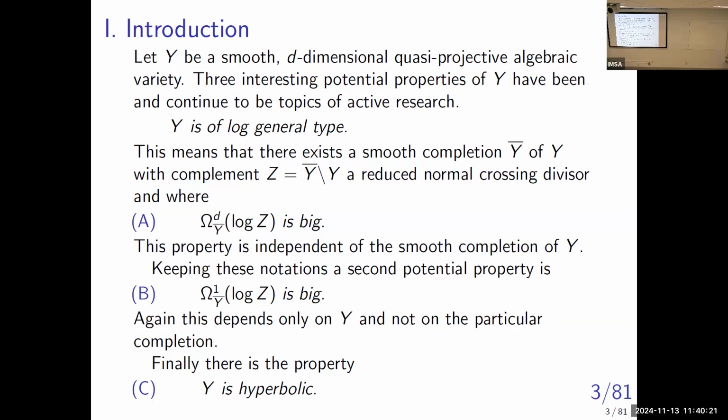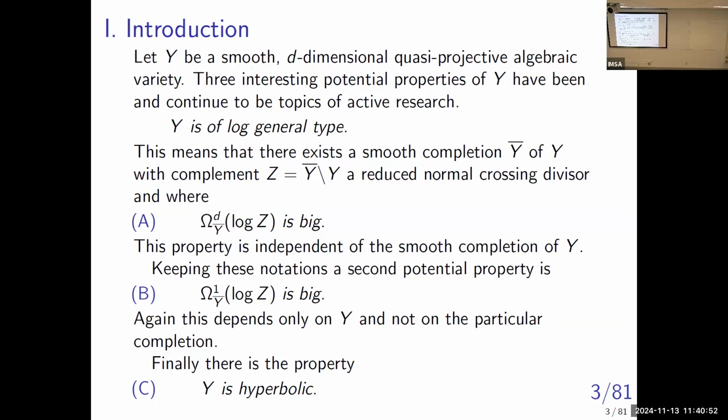If Z is empty, then that's just the same as saying that the variety is of general type, because the canonical bundle has maximum Kodaira dimension. Okay. It's independent of the smooth completion of the variety. So it's really a property just of Y, and this statement is independent of the Z that you add on.